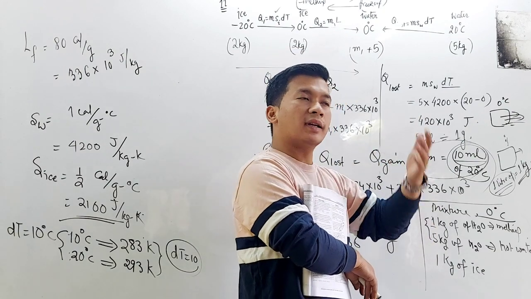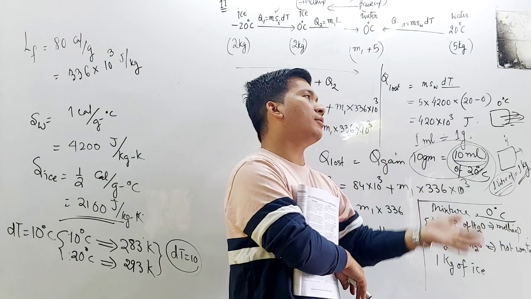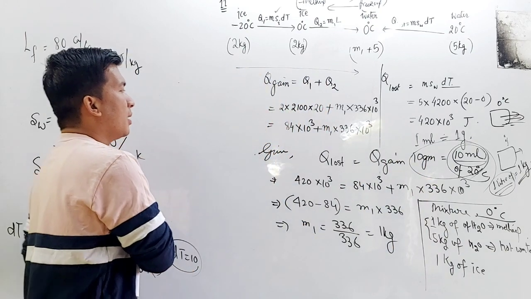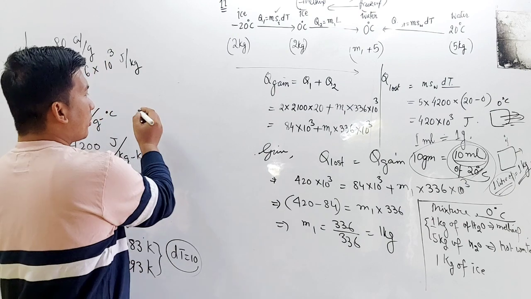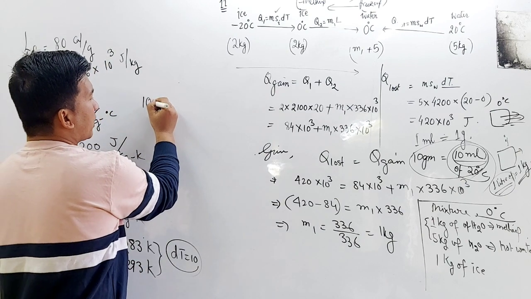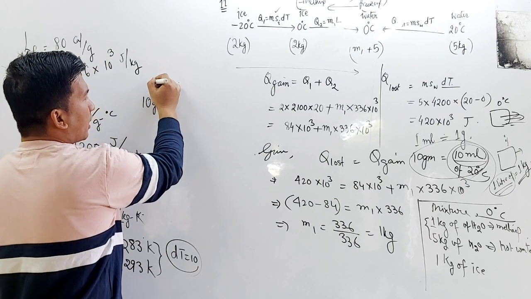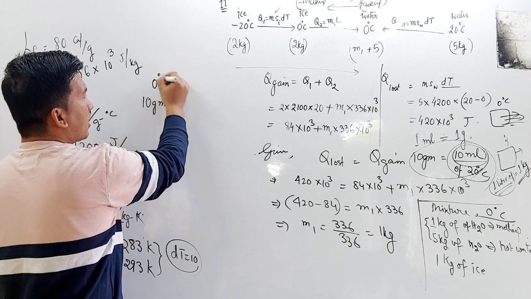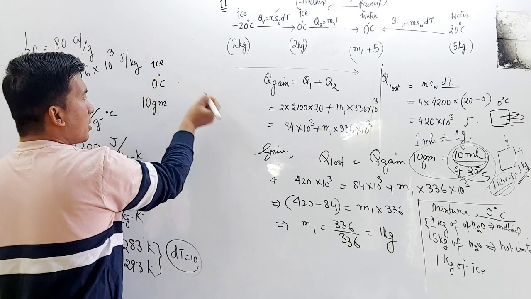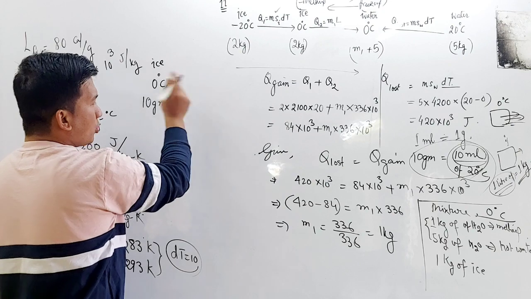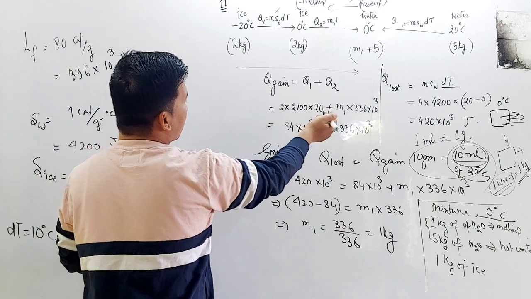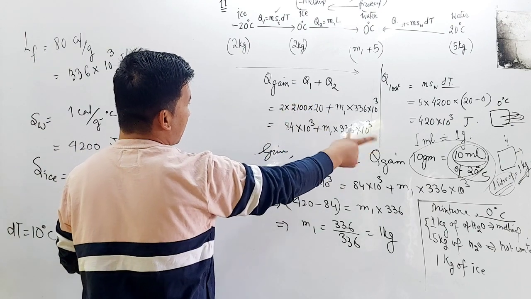In day to day life, we have to mix 10 gram of ice at 0 degree Celsius. This is ice. This is to be mixed with 10 gram of water at 20 degree Celsius.